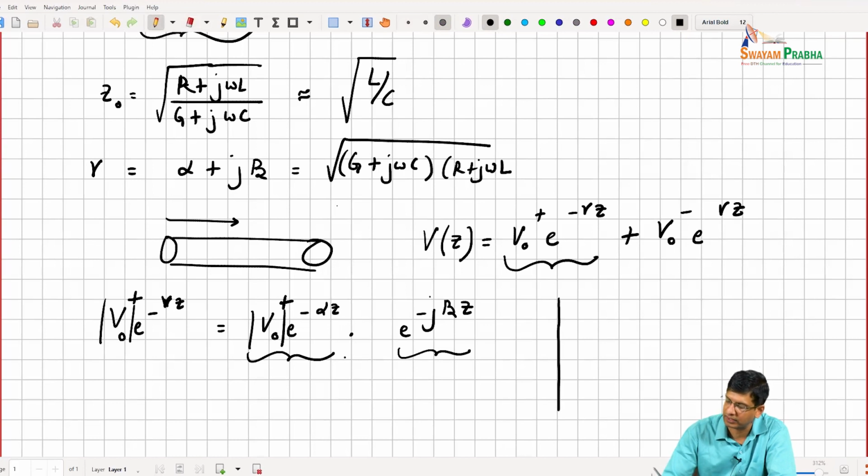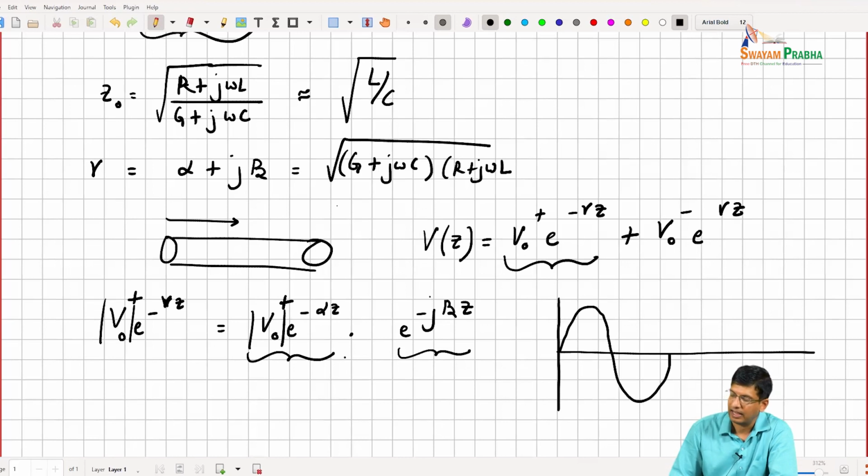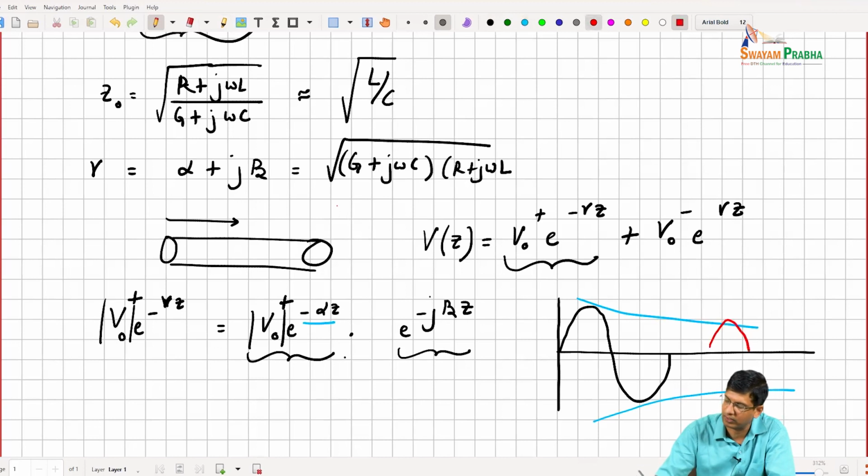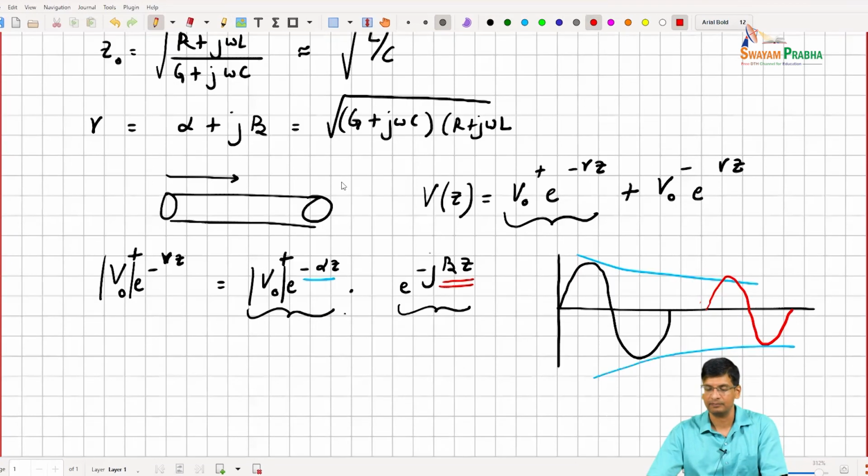So if I were to look at it graphically, I start with a wave that, let's say, looks like this. And then as z increases, I'm going to get a reduction in the amplitude, which is basically e to the power minus alpha z. So the wave is going to get smaller, and it is going to have a phase shift that is dependent upon beta z.